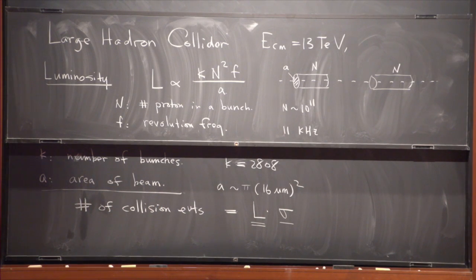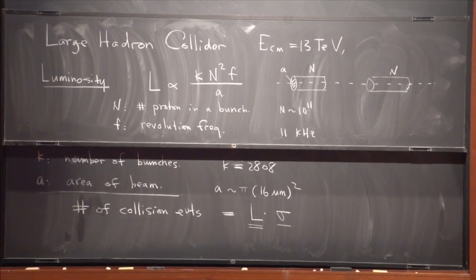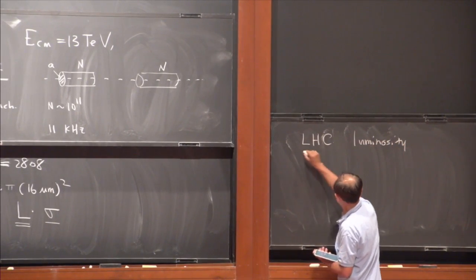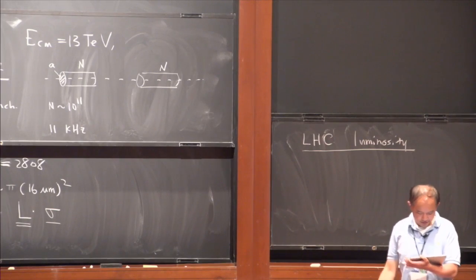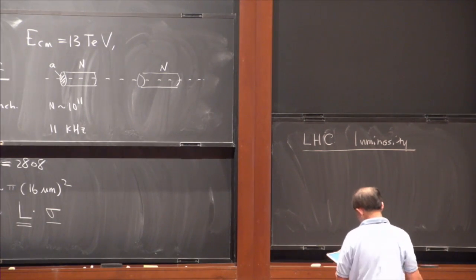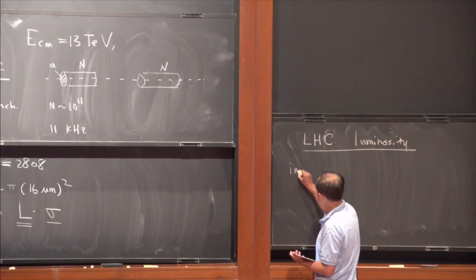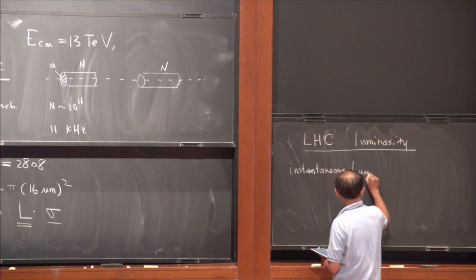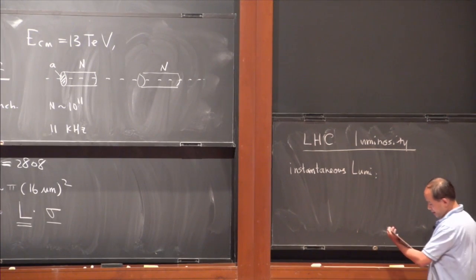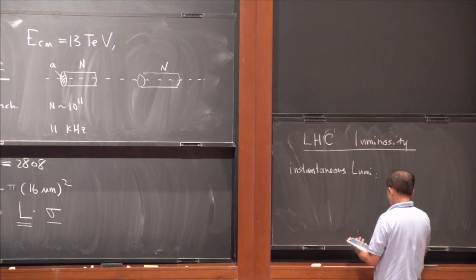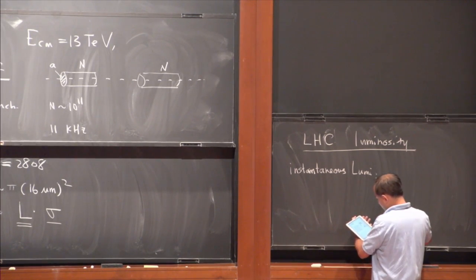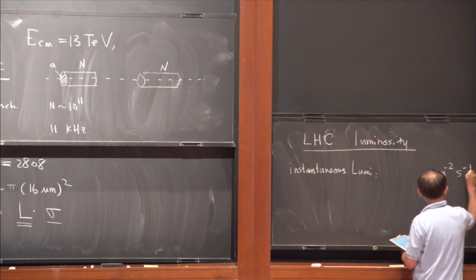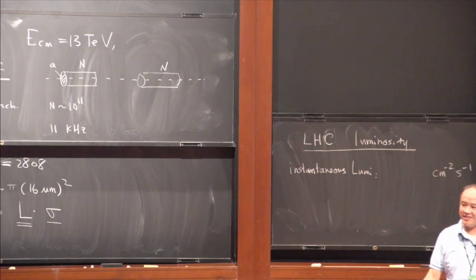So the LHC luminosity. I'll put this online at some point, so you have all the figures. There are a few things usually quoted. One is the instantaneous luminosity, and that's literally the luminosity per unit time. It's given in this annoying unit, centimeter square inverse per second.